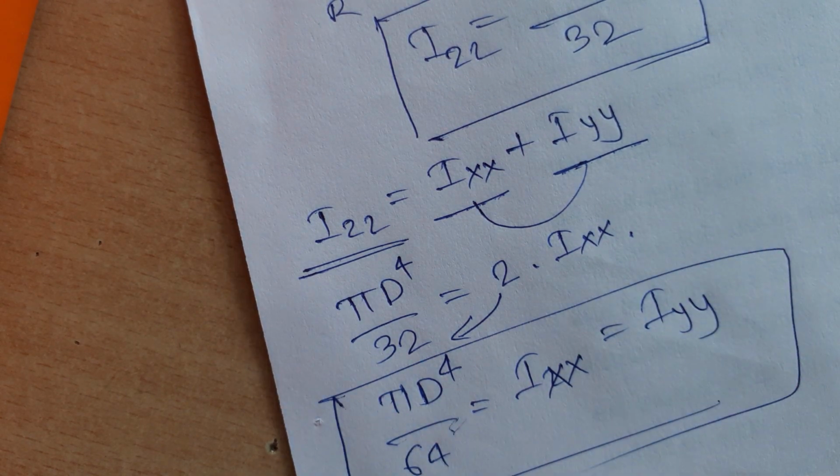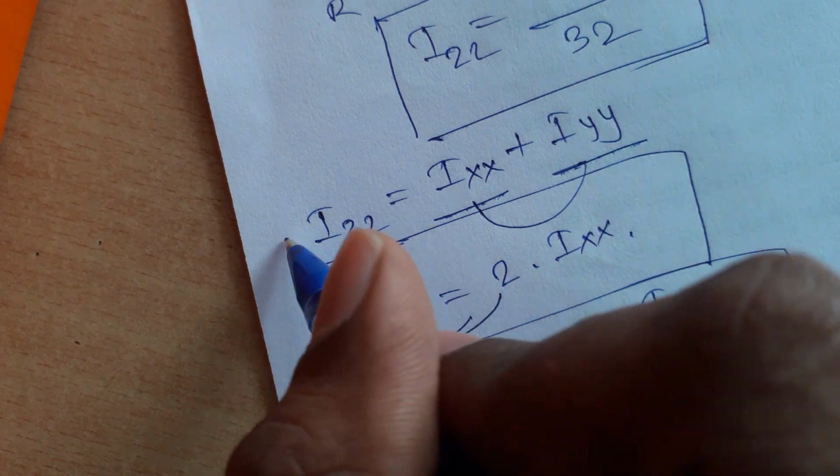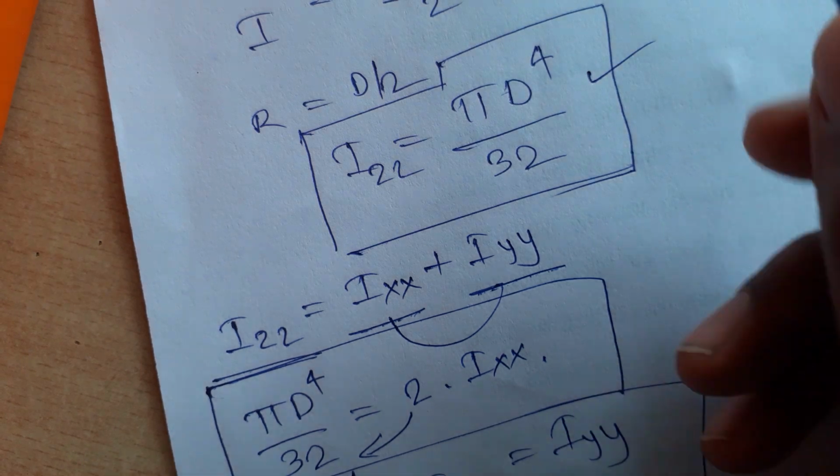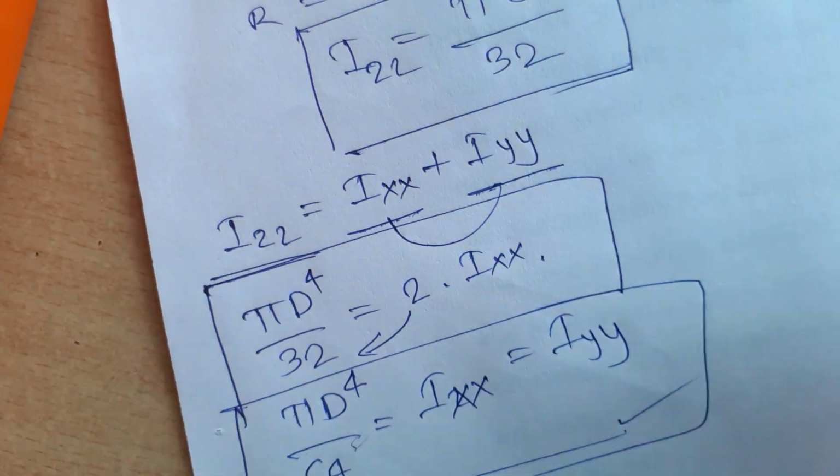So this is the simple derivation for the equations of moment of inertia about the zz axis and xx axis for a circular plate.